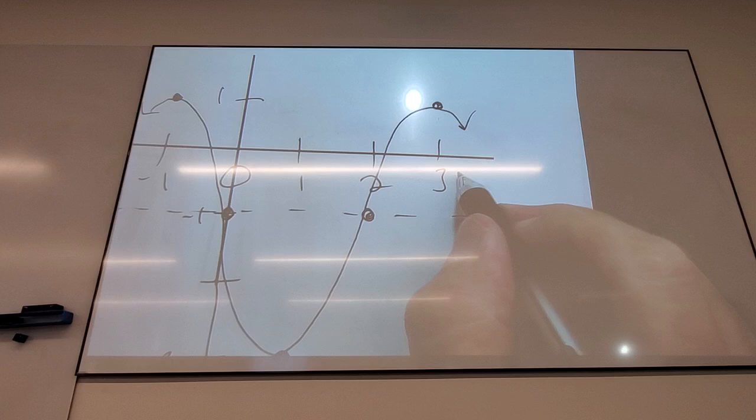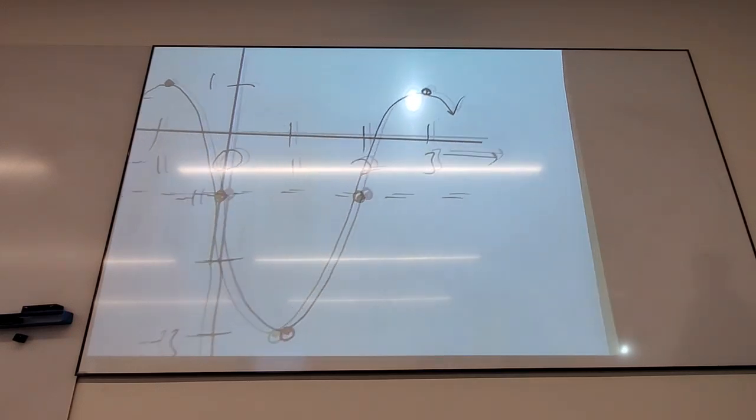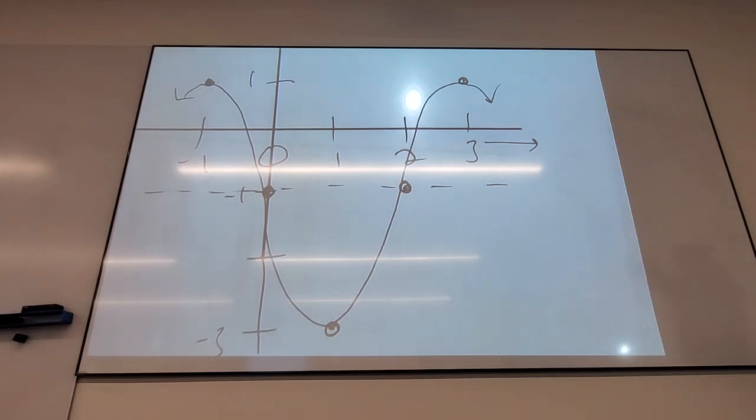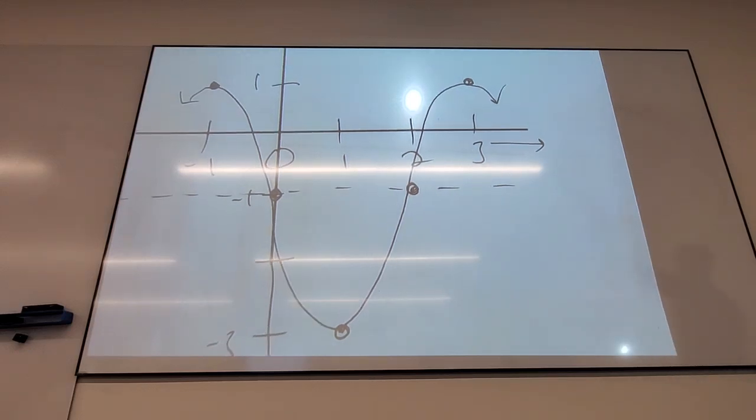If I kept going, where would I stop? If I did 1 more cycle, where would I stop? 7, because the period's 4. It would take another 4 for another cycle, another 4 for another cycle. Okay. But don't.